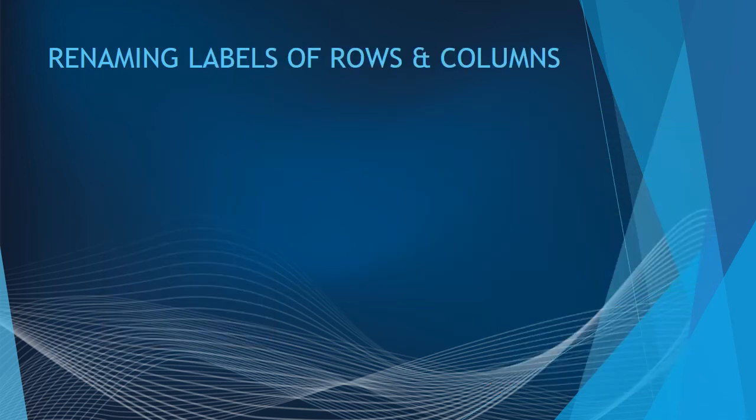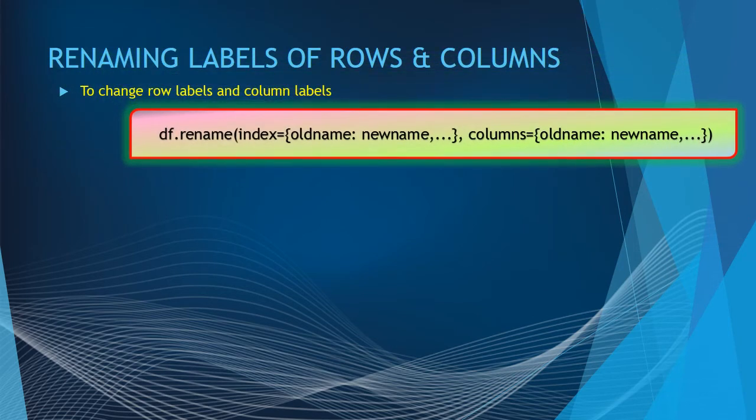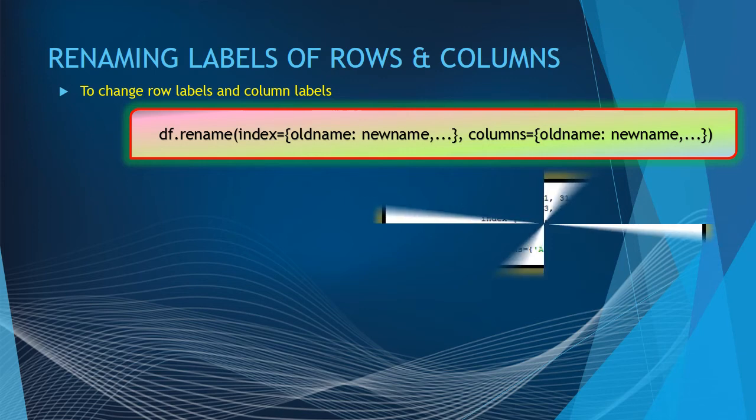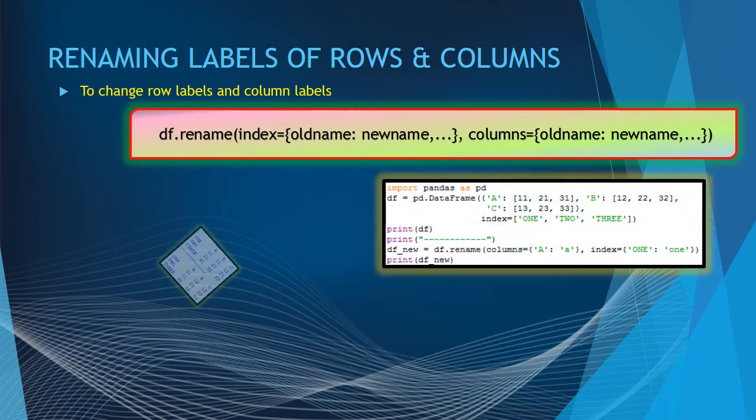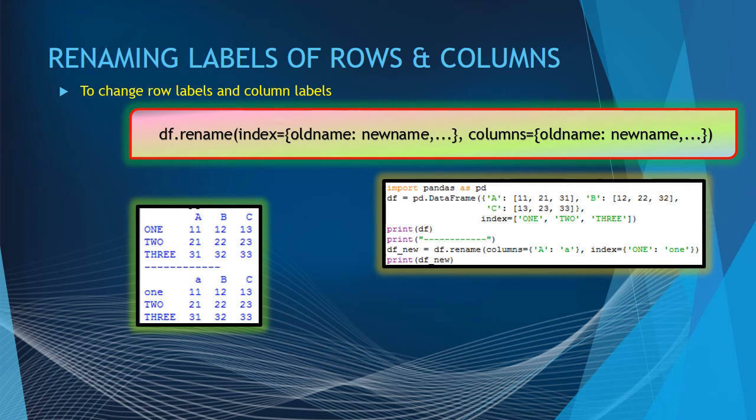Separately we have seen renaming the column label and row label. In the same way, we can also do it in a single statement, in this formula: df.rename of index equal to old name colon new name, comma columns equal to old name colon new name, like that you can give. So in this example, I renamed column capital A into small a and index capital 1 to small 1.